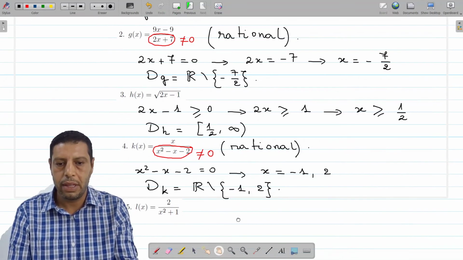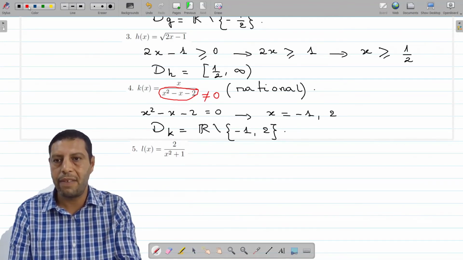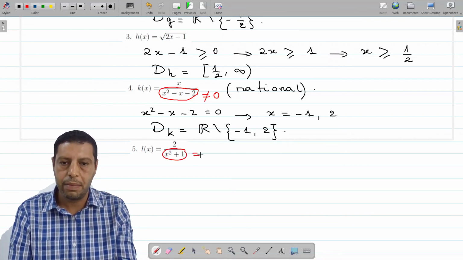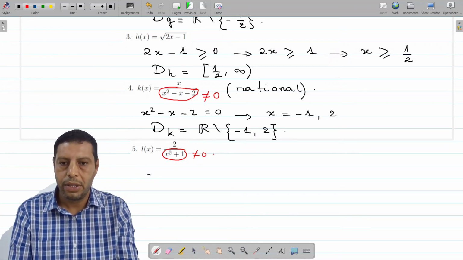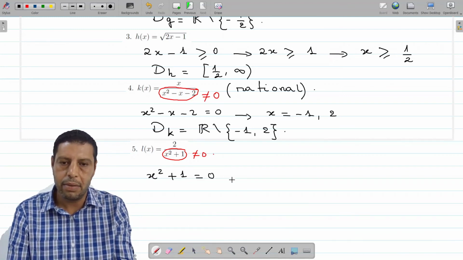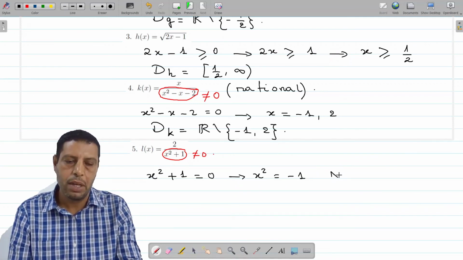Now let's move to the last one. l of x equals 2 over (x squared plus 1). Again, here we have a rational function and we have to make sure that what's in the denominator is not equal to 0. So let's solve it equal to 0. x squared plus 1 equals 0, which means that x squared equals negative 1. And this is never true. A square is never equal to a negative value. So this is never true.